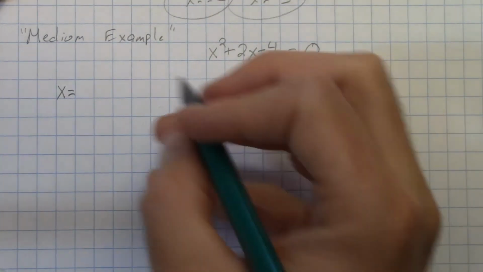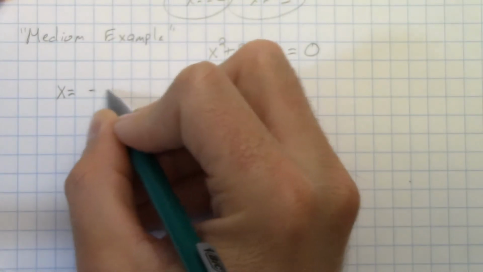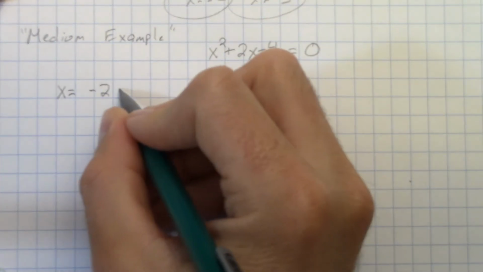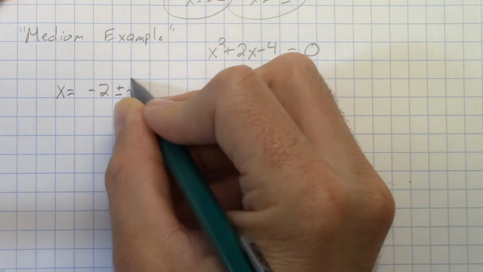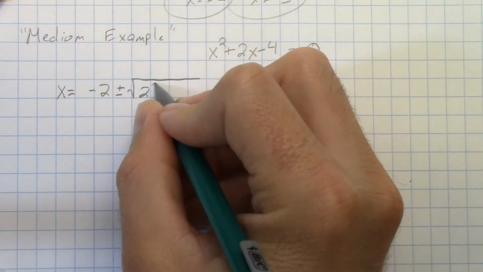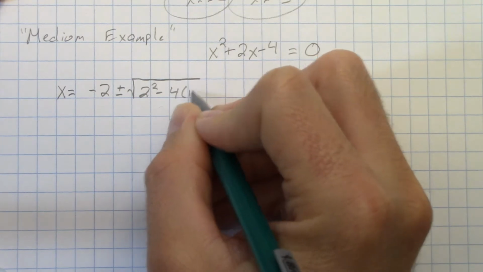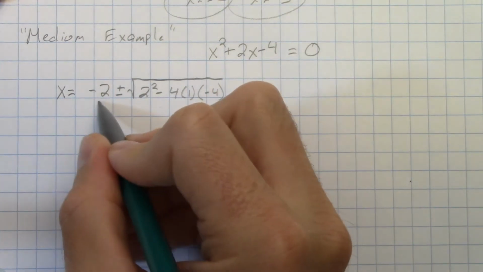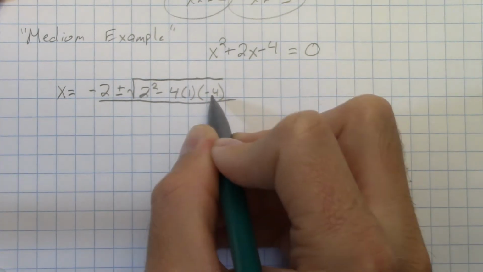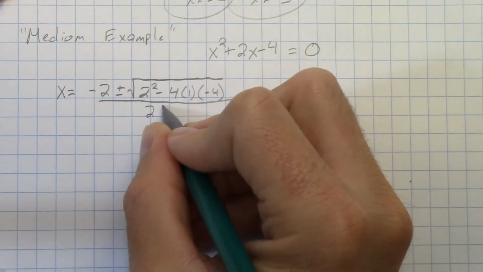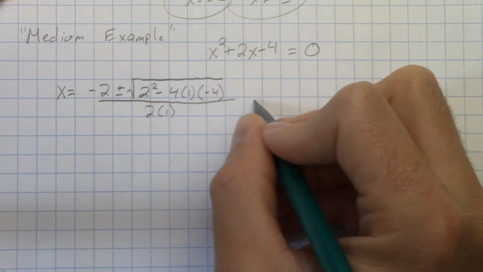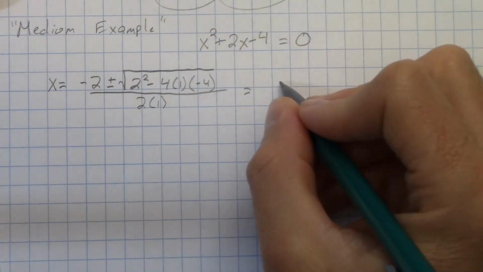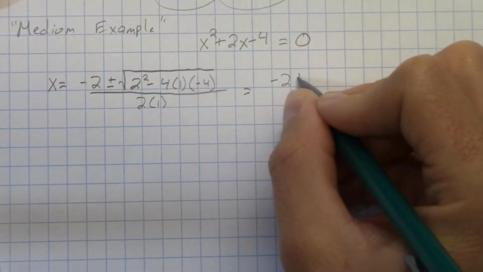So it's the opposite of b, which is -2, plus or minus the square root of b squared minus 4 times a times c, and c is -4. So I'm going to end up subtracting 4 times 1 times -4. All of that's over 2a, and a is 1. And then I'm just going to work on simplifying that. So again, typically I just rewrite the -2 and then the plus or minus.